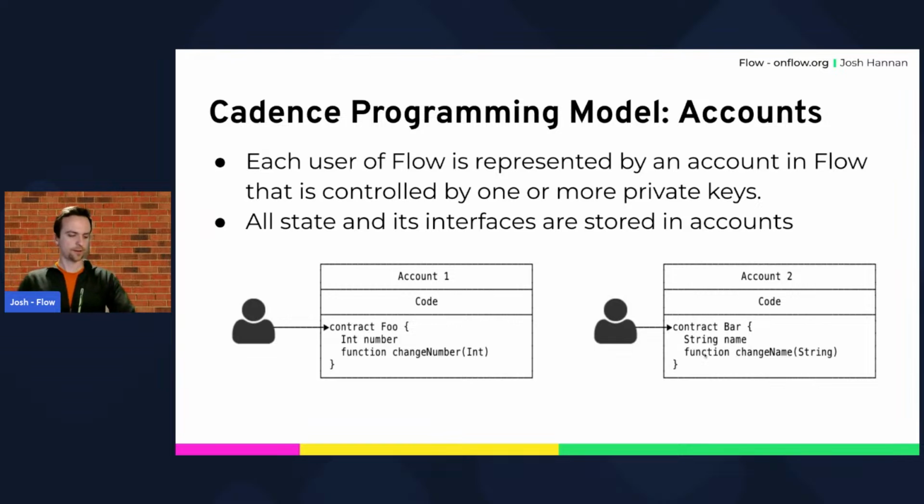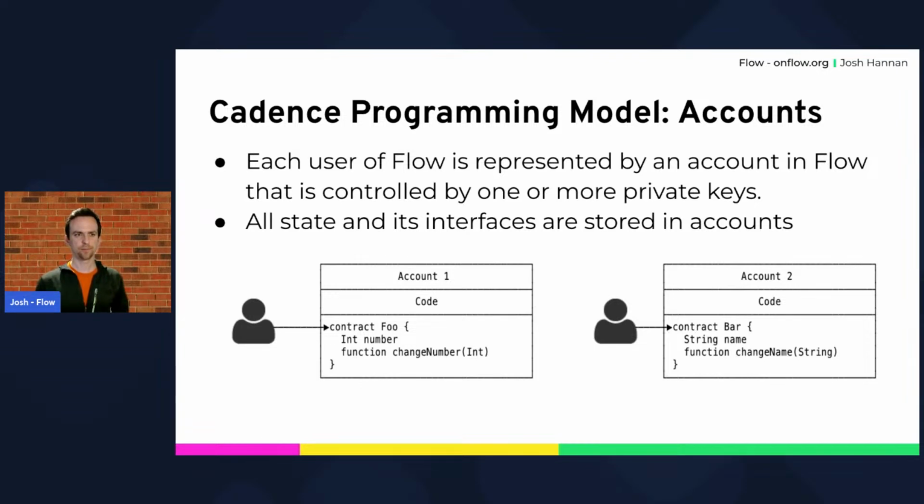So I want to back up a little bit and talk about the account model in Cadence and in Flow. Each user of Flow is represented by an account that is controlled by one or more private keys. So multi-sig constructs are built into Flow by default. Instead of having to use special multi-sig contracts, you can have any number of private keys on your account that you want, and you can add and remove them. So you can use any sort of multi-sig scheme that you want.